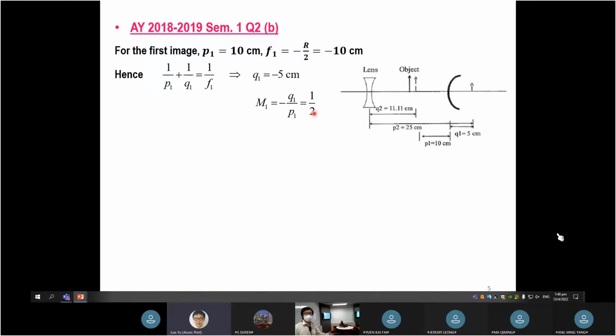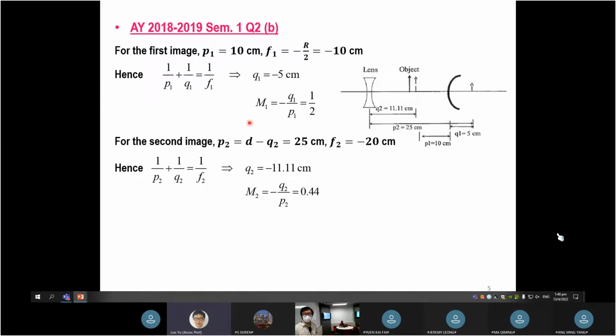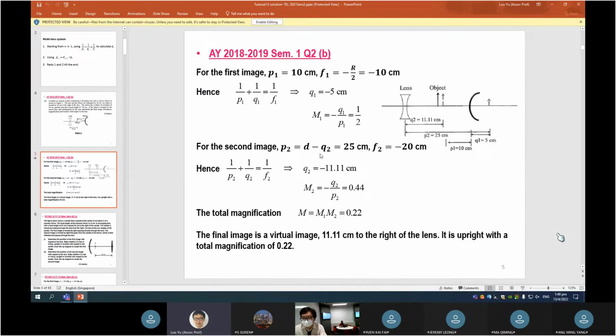So then, as I said, for the intermediate step you just keep the value of Q1. You don't have to worry about whether it's real or virtual, and on which side of the mirror or lens it is located. You just keep its value. Then use Q1 to get P2. Oh, sorry, this should be Q1.